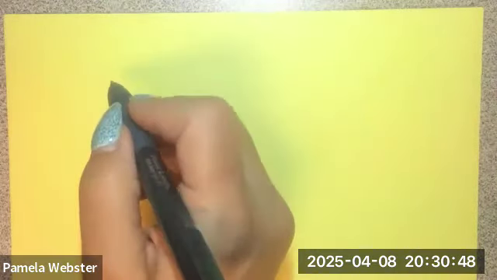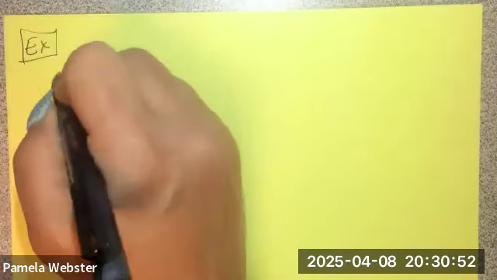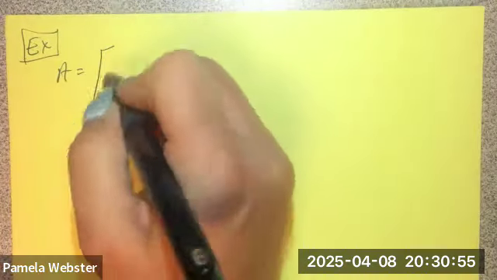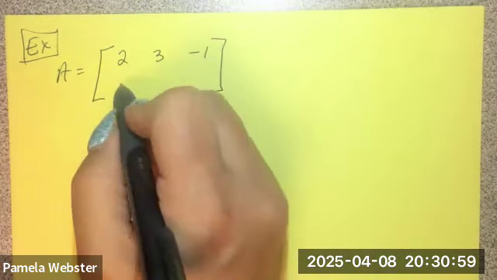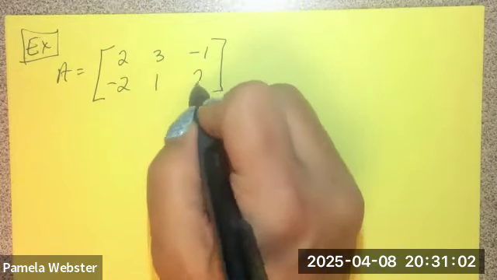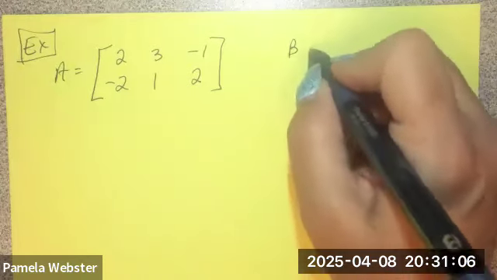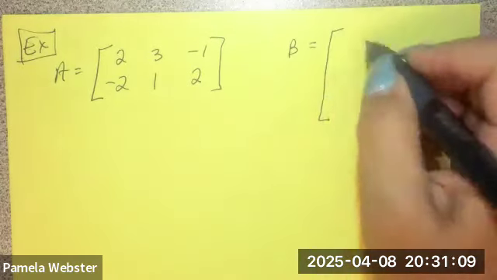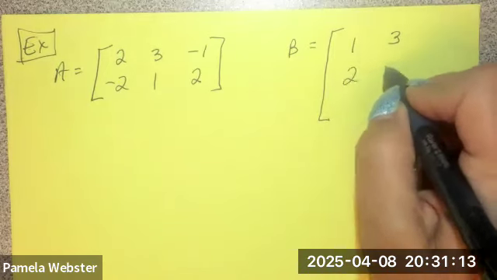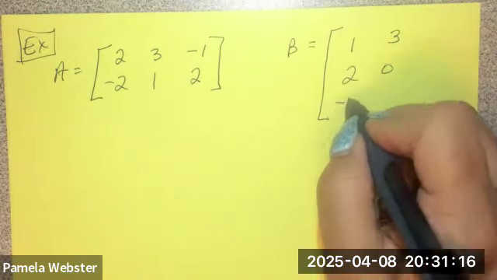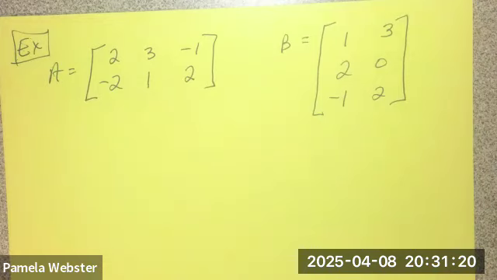Okay, but let's see. Here's my example. A equals, my matrix is going to be 2, 3, -1 on the top row, and -2, 1, 2 on the second row. Okay. And my other matrix is going to be B, and that's going to be 3 rows deep. So it's going to be a 1 and a 3 on the top row, a 2 and a 0 in the middle, and a -1 and a 2 on the bottom. Okay. So those are my two matrices.